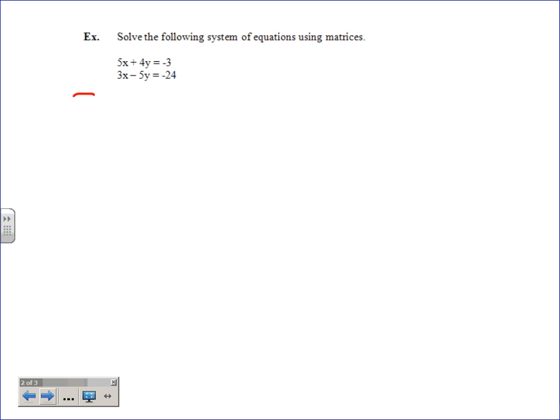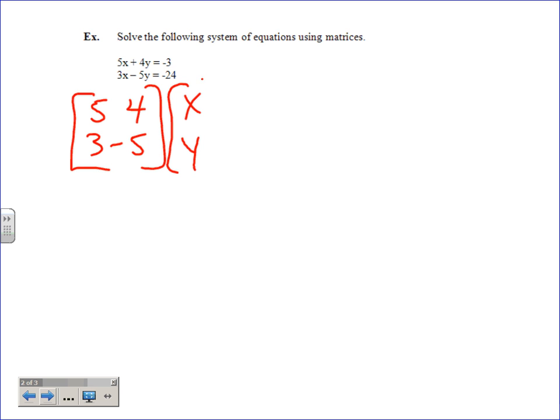So let's get the matrix equation. 5, 4, 3, negative 5. And I will ask you for the matrix equation from time to time, so make sure you know how to get it. But again, you've gone from basically having two equations and two unknowns to having one equation, and basically consider that point matrix as one unknown. I want to find the point matrix. And if I can find it, I'm done.